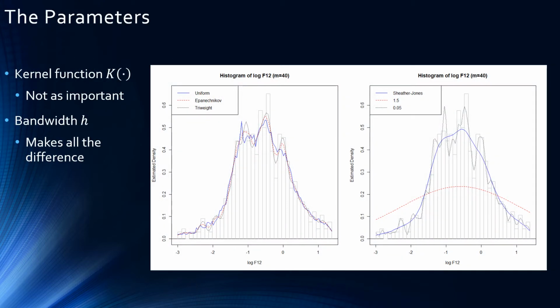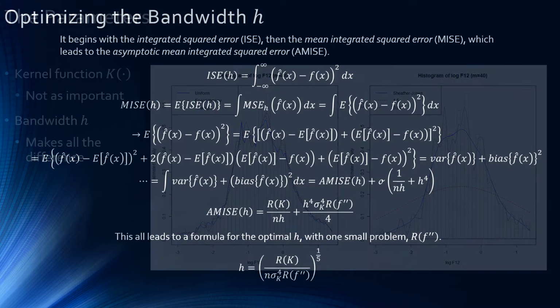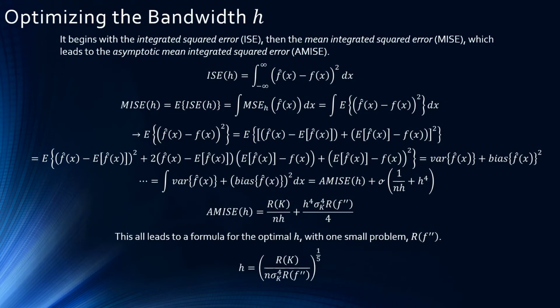So parameters of K.D.E, there are two. There's a kernel function, which is not so important, and the bandwidth, which is what's worth paying attention to. Here on the left, you see a single bandwidth with three different kernel functions, all pretty similar. On the right, you see three different bandwidths for a single kernel, and the difference is pretty extreme. So what we're looking to do is optimize the bandwidth h.